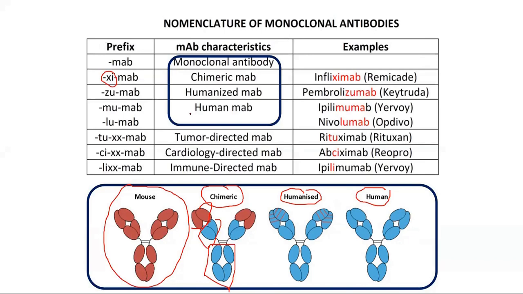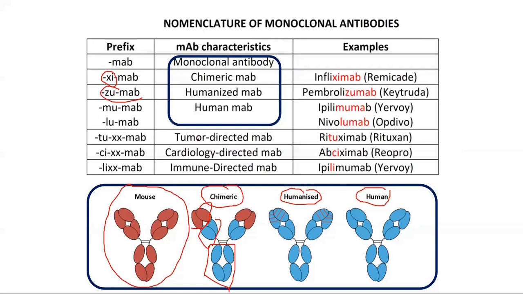When you make humanized drugs, they usually are called -zumab, like pembrolizumab, or Keytruda. That's a humanized monoclonal antibody. When you see a -mumab or -lumab, then it's completely human. As you go towards the right-hand end of the name, you have less likelihood of rejecting the monoclonal antibody drug and making your own antibody. So that's one group of the rules for nomenclature.